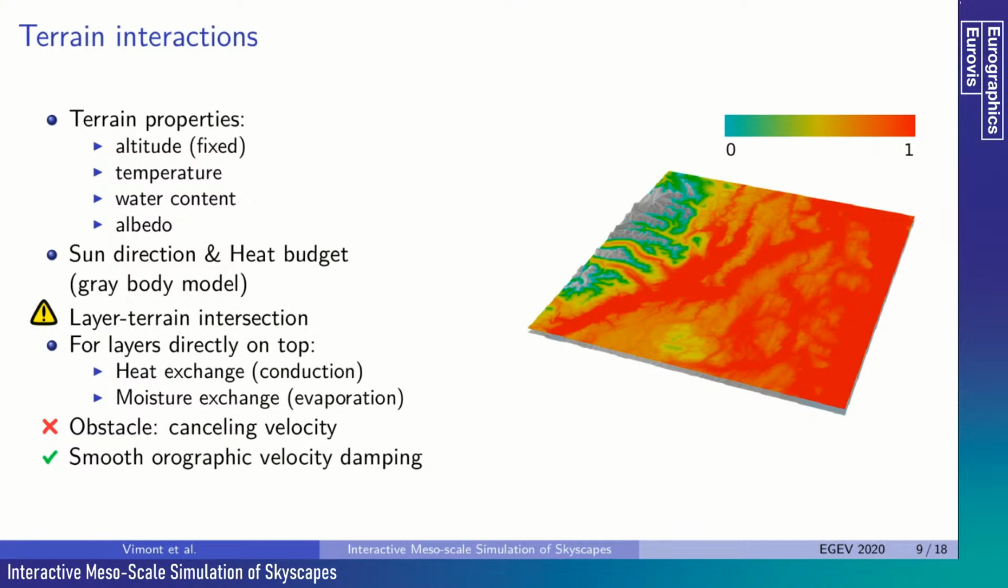In our case, dynamic uplift allows the air to pass on top of an obstacle. However, this vertical motion should ideally happen even without the terrain intersecting the lowest layer of air. So we decided to introduce a smooth damping factor called orographic velocity damping. Its value is 0 where the layer is below the terrain and varies smoothly up to 1 where the terrain is sufficiently far below it.